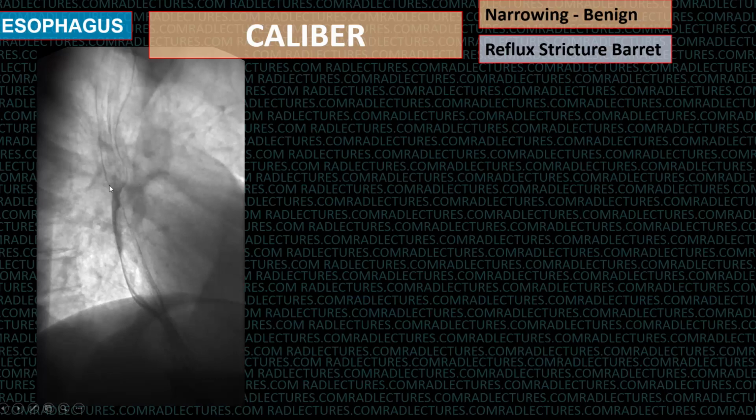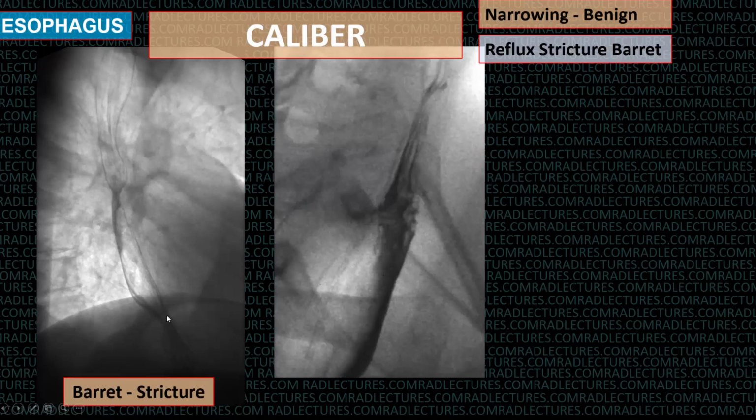In this case, there is a stricture in the middle of the esophagus, and whenever you see a reflux stricture or a stricture which is away from the distal end and there is reflux, then you have to consider Barrett's esophagus or Barrett's stricture. Barrett's stricture is important to recognize because it is a precancerous condition.